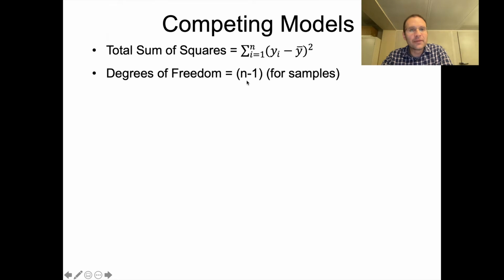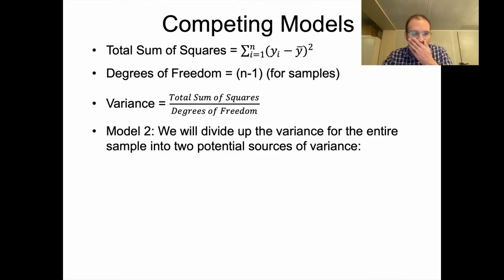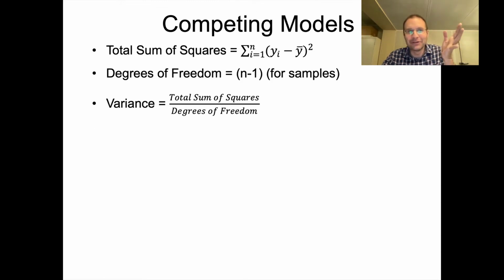Our degrees of freedom, assuming this is a sample, we're just going to make the degrees of freedom n minus 1 because we have this one set statistic in it. And then our variance is going to be that equation, right? Sum of squares divided by the degrees of freedom.